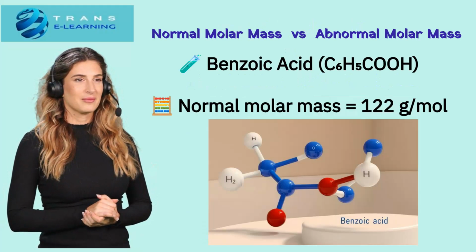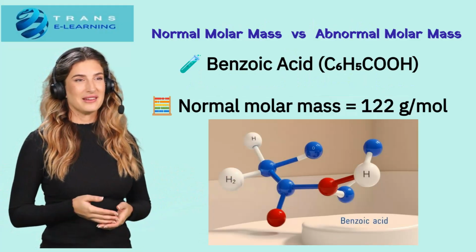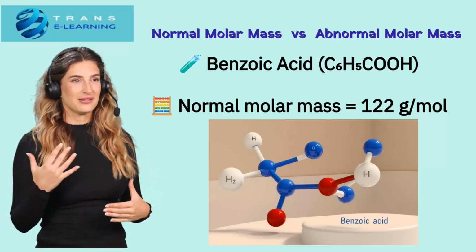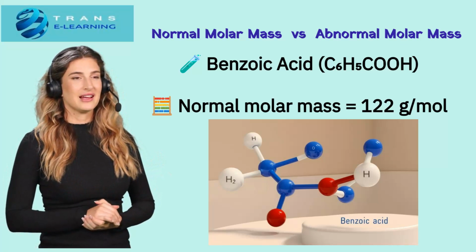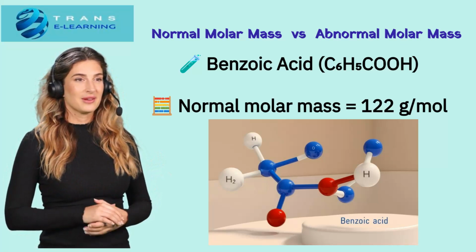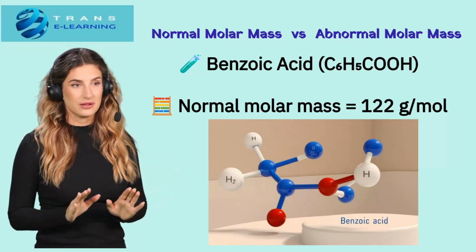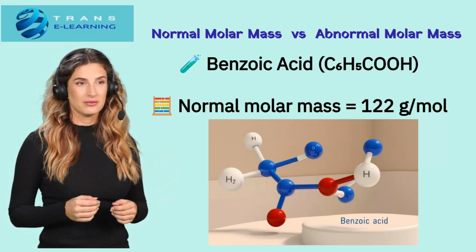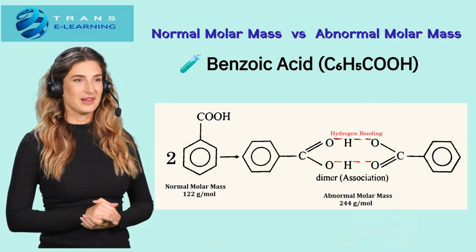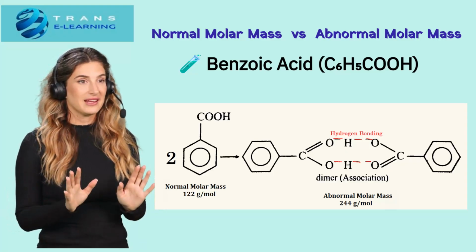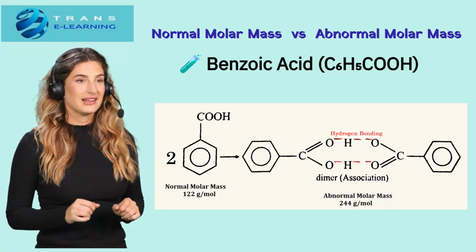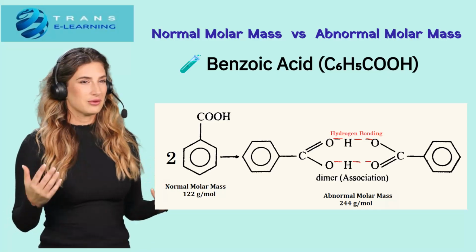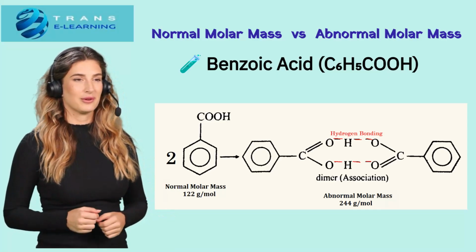Let us understand the difference between normal molar mass and abnormal molar mass with the help of examples. Let's take the example of association of benzoic acid in benzene. Benzoic acid forms a dimer due to intermolecular hydrogen bonding between 2 molecules of benzoic acid. The normal molar mass of benzoic acid, as calculated using its formula C6H5COOH, is 122 gram per mole. But after the formation of the dimer, because the number of particles decreases, the calculated molar mass appears higher than expected. Observed abnormal molar mass is around 244 gram per mole. That's nearly double the normal value.